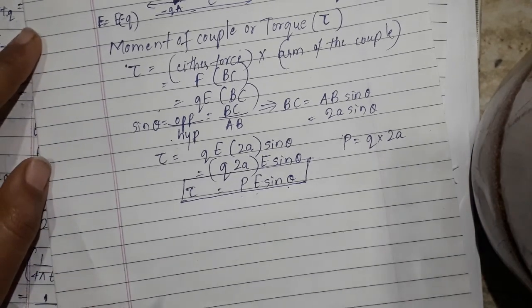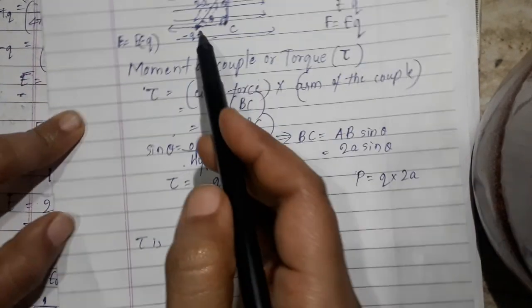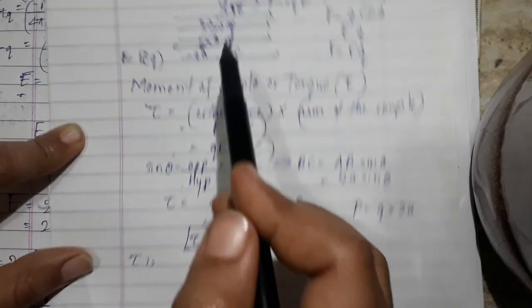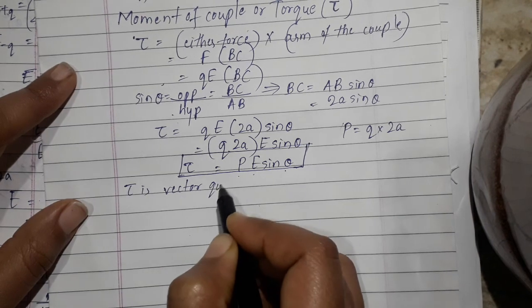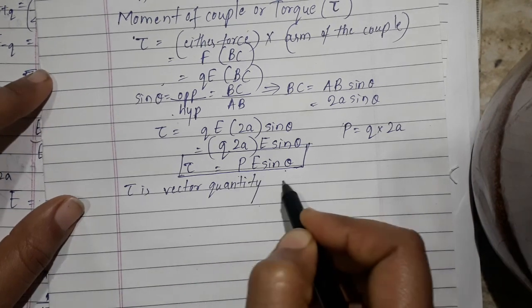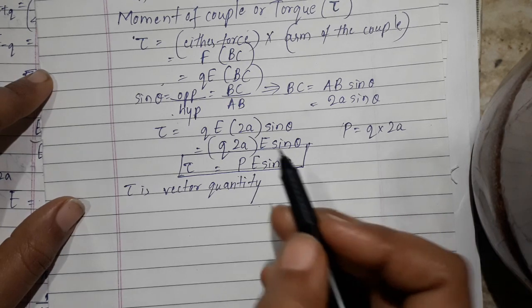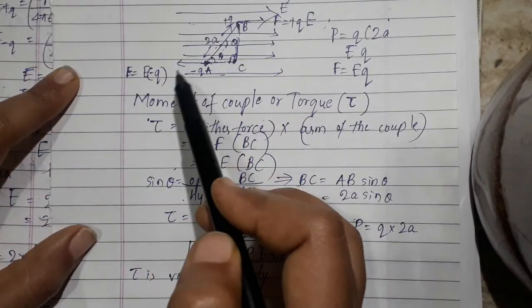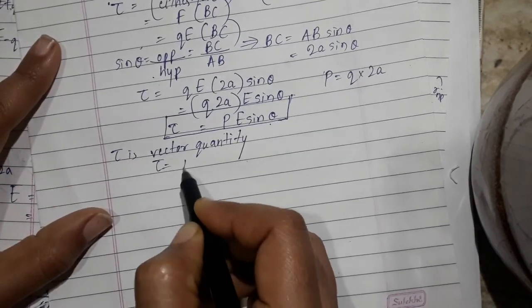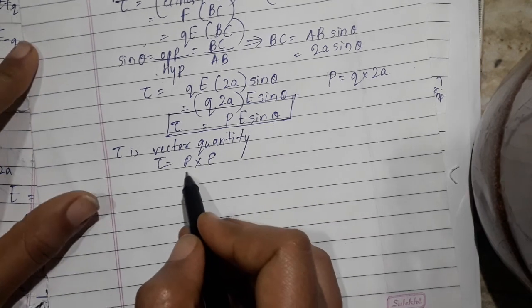Here you can introduce some points. Tau is a vector quantity because it has a direction, given by the right hand rule. It is perpendicular to the paper, and it always has some direction. In vector form we can also write that tau is equal to p cross E, with magnitude P E sin theta.